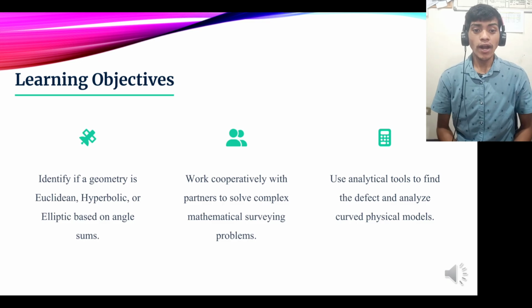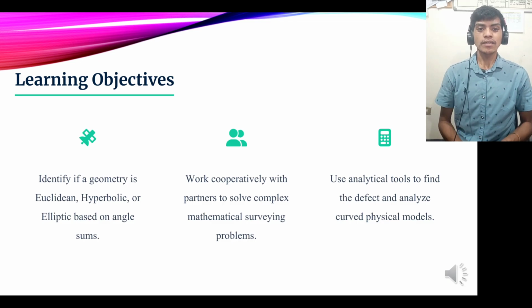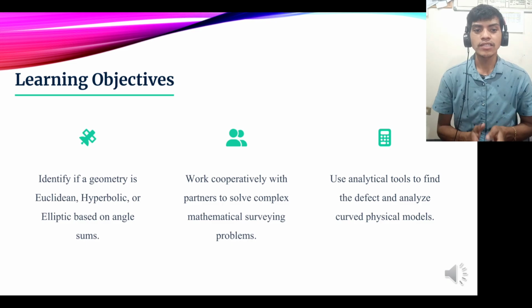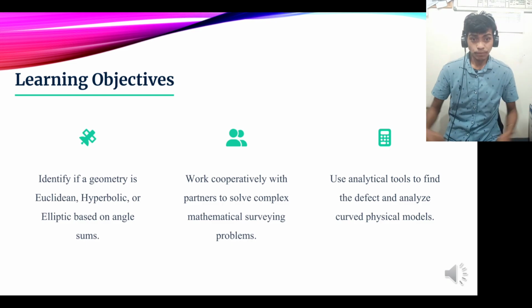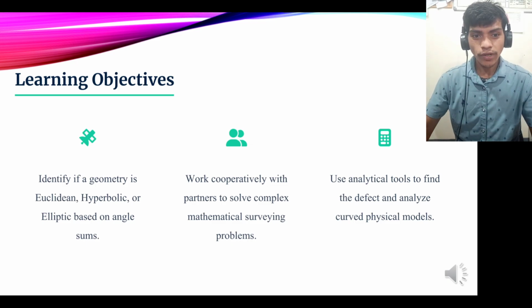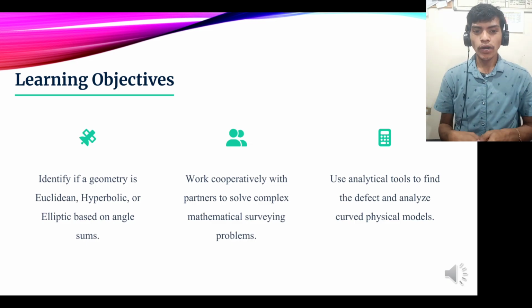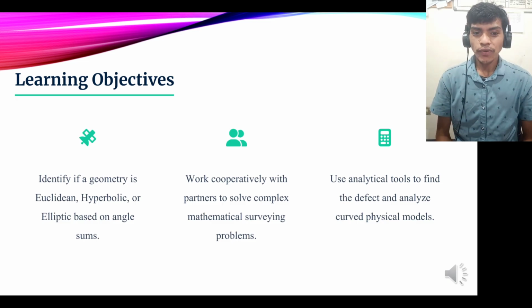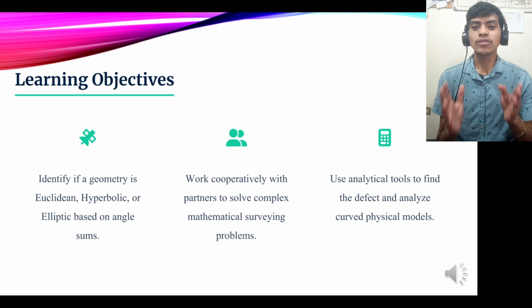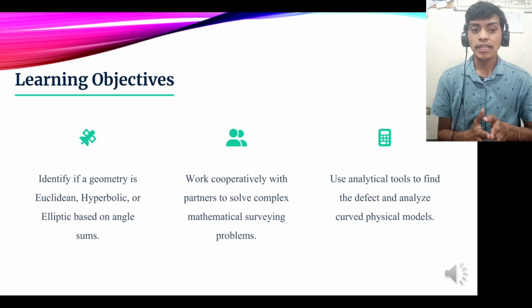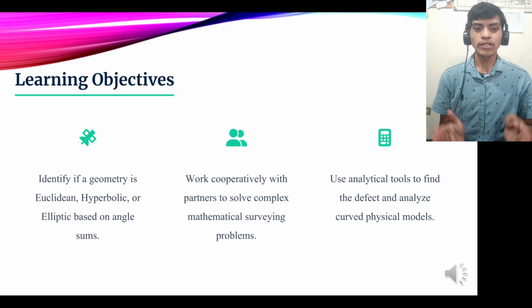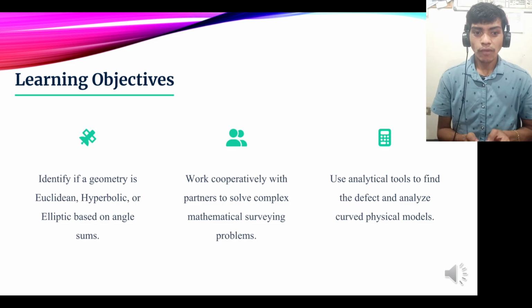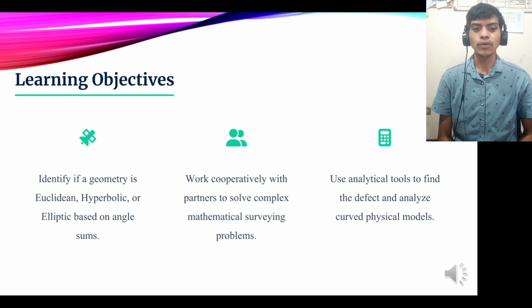What we need to accomplish today is, first, we must identify if a planet is Euclidean, hyperbolic, or elliptic based on angle sums. Second, teamwork: you will work in pairs. Are you ready to solve this mathematical surveying in pairs? So finally, we will use calculators and physical models like globes and saddles to calculate what we call the angular defect.